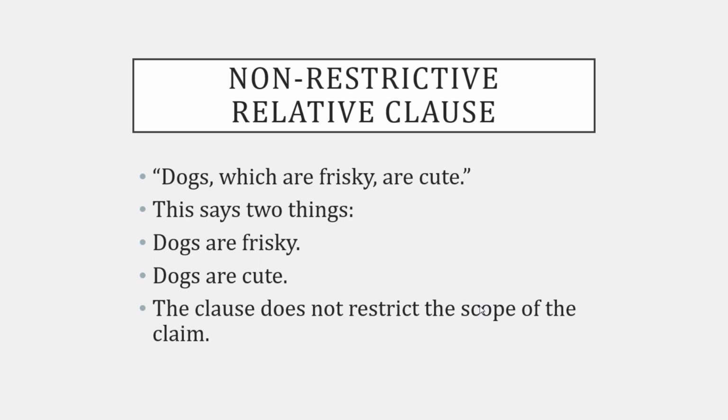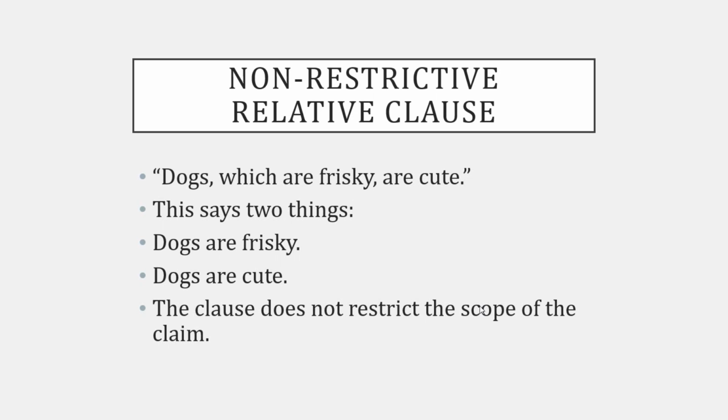And because we're doing predicate logic, those would be two universal claims. All things in the universe such that those things are dogs have the property of being frisky, and all things in the universe such that those things are dogs have the property of being cute. Okay? So that's a non-restrictive relative clause.